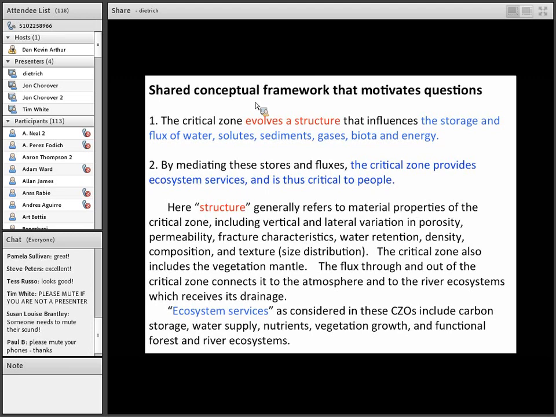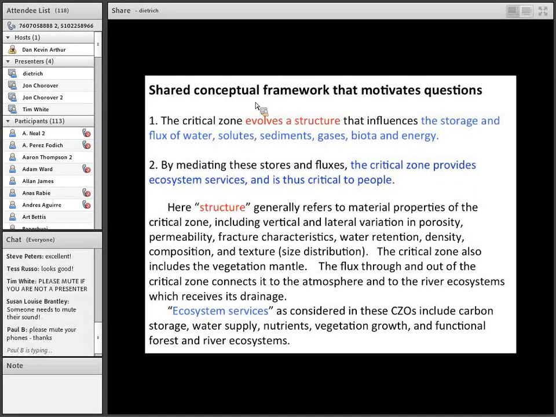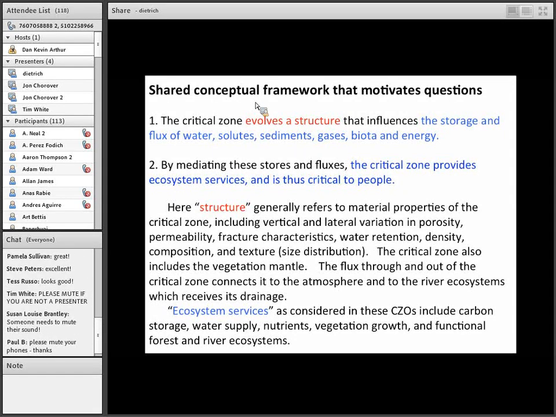And then the three shared questions that are most general: what controls the critical zone properties and processes? I hope you now see from looking at the critical zone hypotheses how central that is. What will be the response of critical zone structure and its storage and flux to climate and land use change? I think you can also see that. And then finally, how can improved understanding of the critical zone be used to enhance ecosystem services?